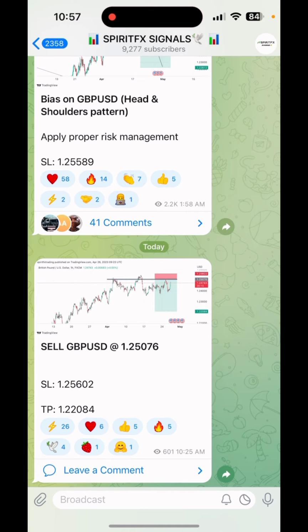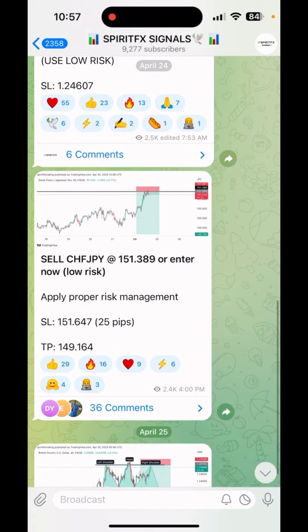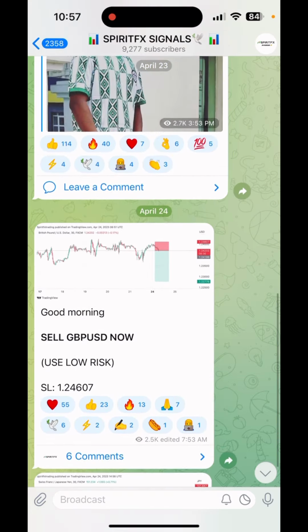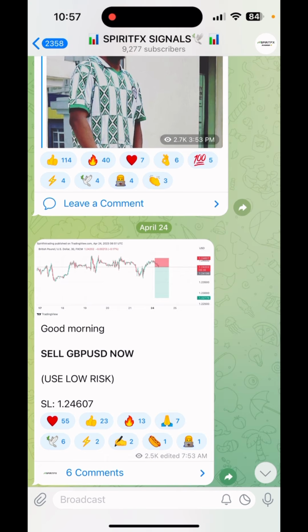So once you see a signal like this, sell at so and so, this is not market execution. This signal is not saying you should enter now. If you see a signal like sell GBP USD now, they are saying you should use market execution. You are entering the trade instantly at where price is. If you check my signals, you will see signals like this one. It's saying sell GBP USD now, so I'm saying enter now.